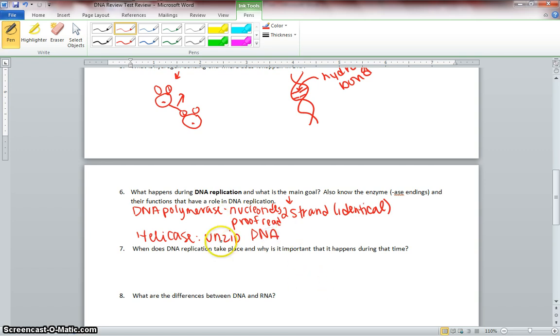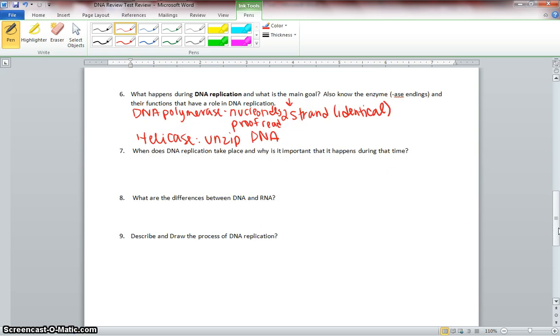Where does DNA replication take place, and why is it important that it happens during this time? Okay, so DNA replication is going to take place in the nucleus for eukaryotes. And it happens in the S phase. That is the synthesis phase of the cell cycle. It needs to take place in this time because when the cell starts to divide in the cell cycle, that way both cells get a strand of DNA.